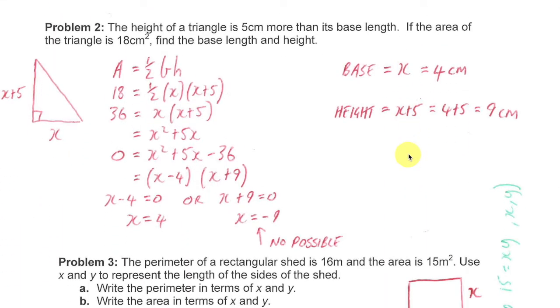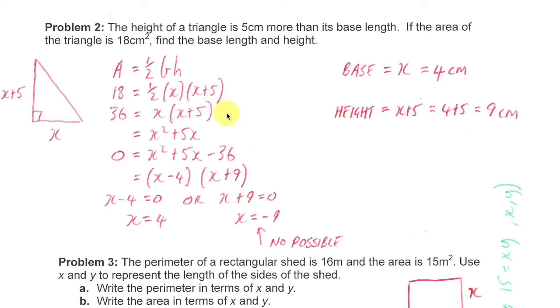Problem 2. We've got ourselves a triangle, and its height is 5 centimeters more than its base. So I do a little diagram to help me. Unknown base, let's call it x, and its height is 5 centimeters more than that, so let's write x plus 5. And we know that the area of the triangle is equal to 18 centimeters squared. Area of a triangle is half base times height. The area is 18, the base is x, and the height I'm referring to as being x plus 5.